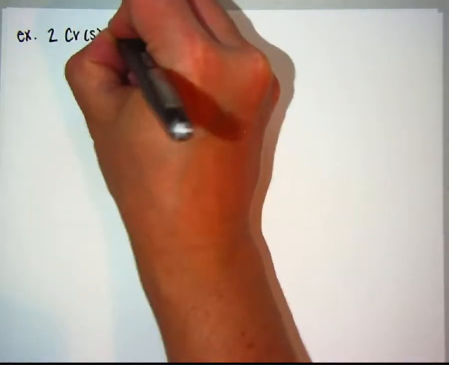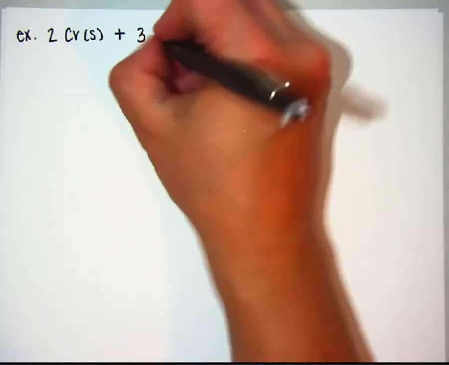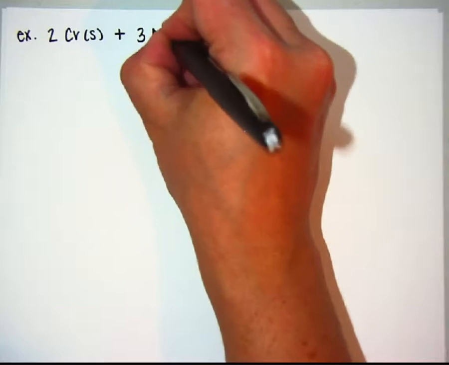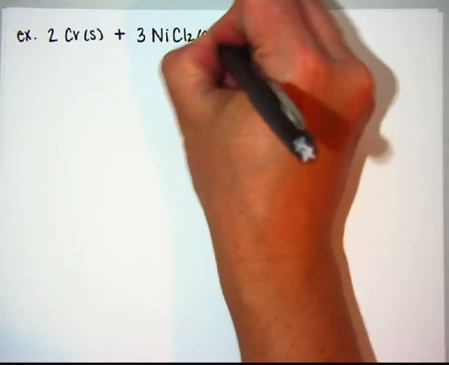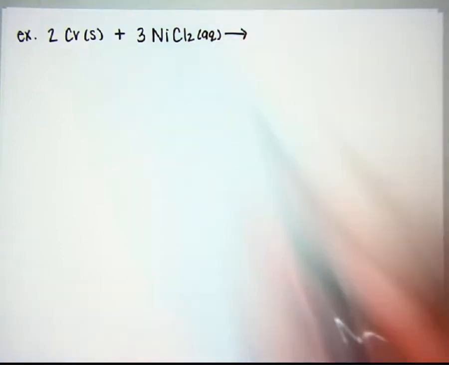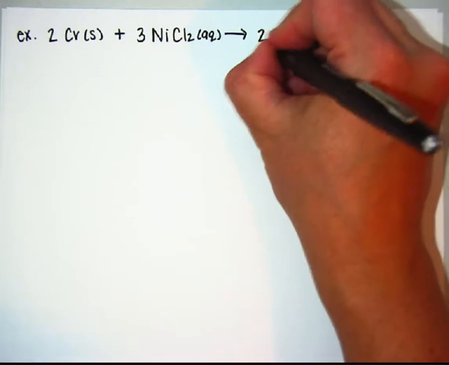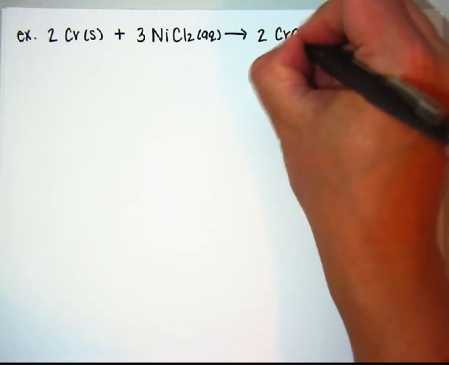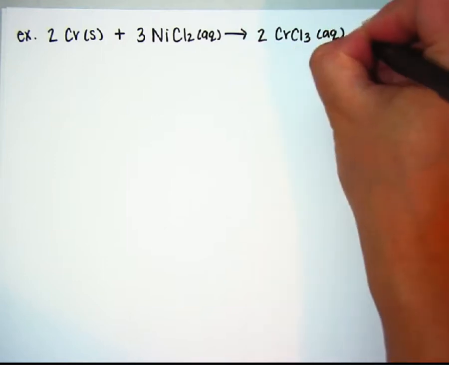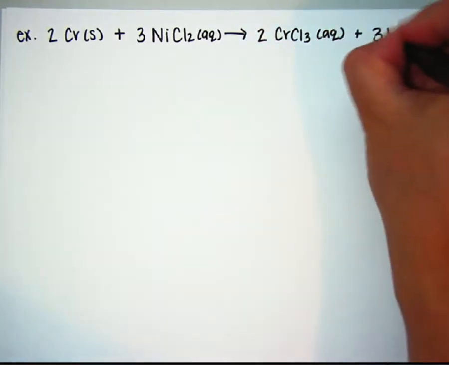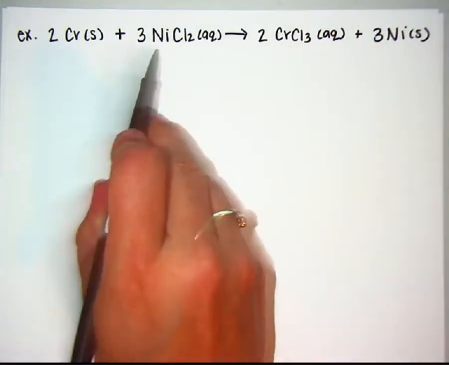Let's say we had solid chromium reacting with aqueous nickel 2 chloride. This is going to be single displacement. Chromium will come in and displace nickel.